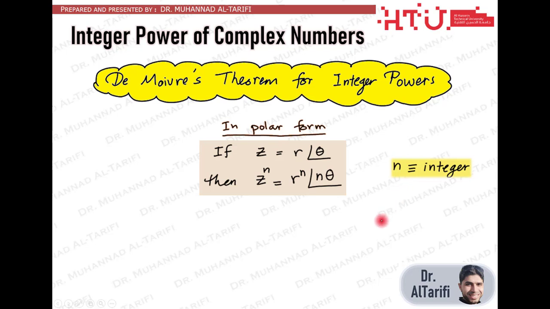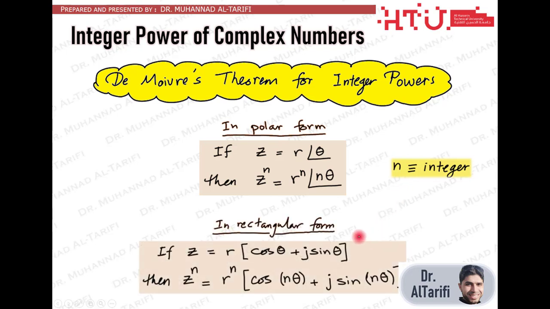The version of this theorem in rectangular form is just a simple transformation of the numbers from polar to rectangular. We'll find this version useful when we use this theorem in another video in the future to derive some trigonometric identities.